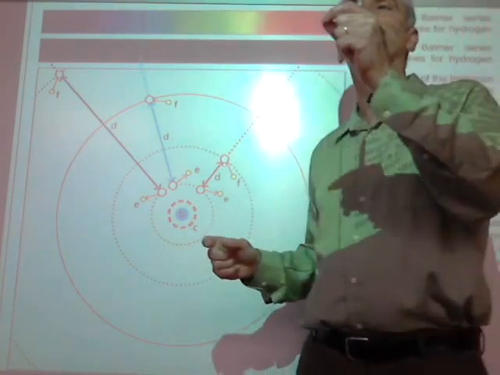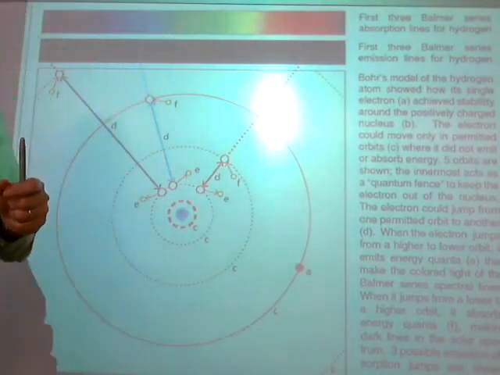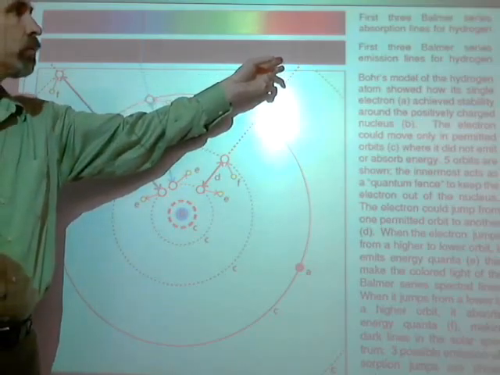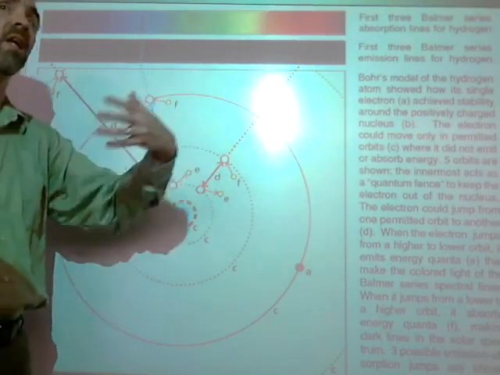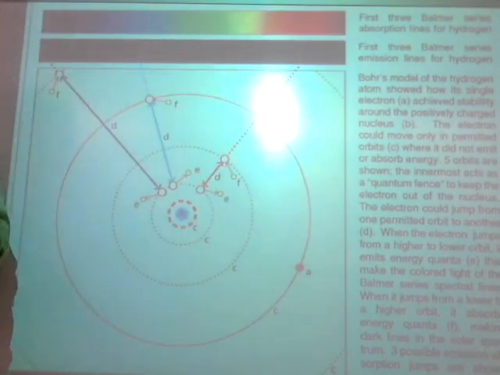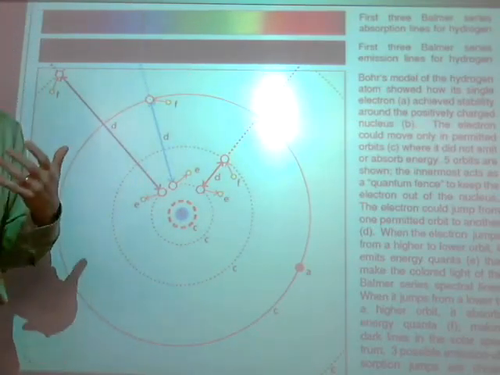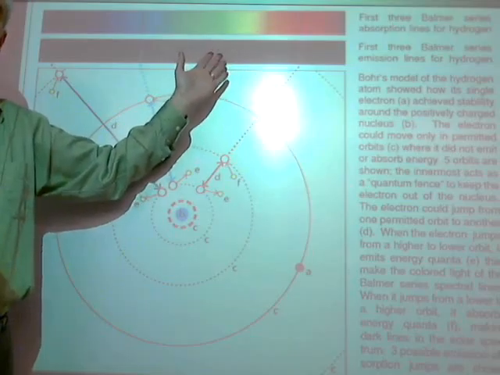Now, depending on what atom you have and how many electrons it has, that spectrum, which is the emission spectrum of what it's giving off, will be different. Hydrogen's emission spectrum is completely different from helium's, completely different from sodium's. They all have their own unique, fingerprint-like spectrum.